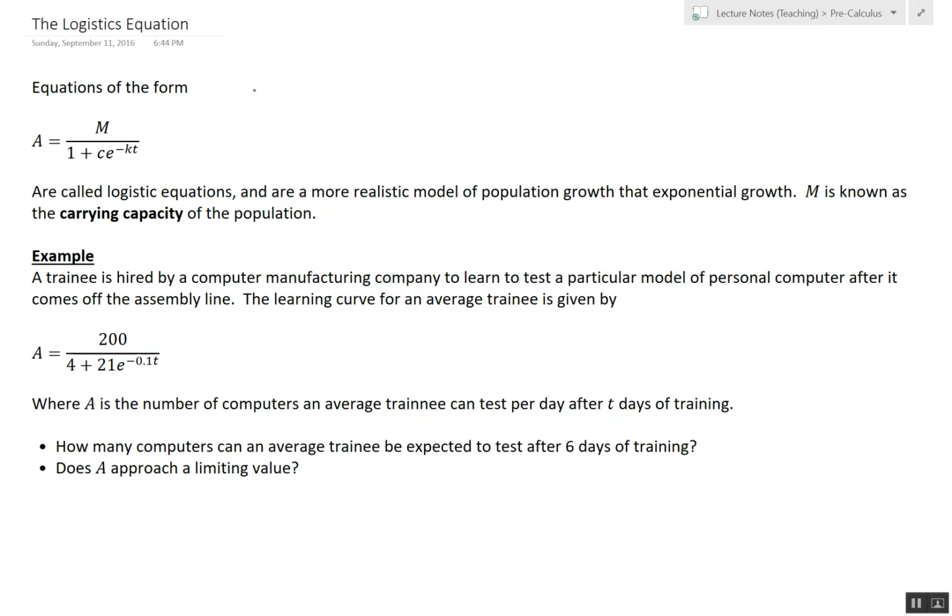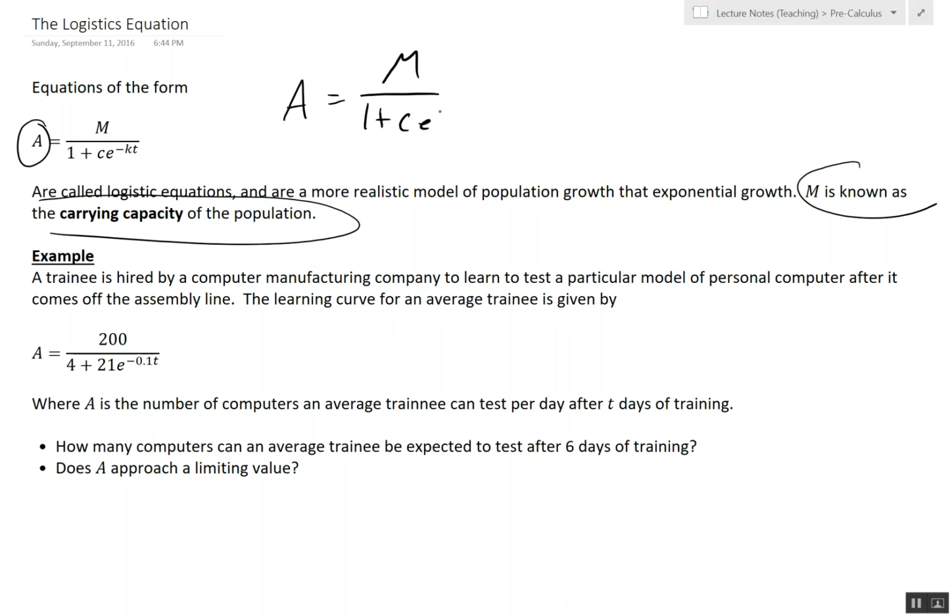A is known as the amount of the population, and m in this context is known as the carrying population. Why is it known as the carrying population? If A equals m over 1 plus c e to the negative kt, think about what happens as t goes to infinity. Well, e to the negative kt, if you think about our pictures, this k is always a positive quantity in this case.